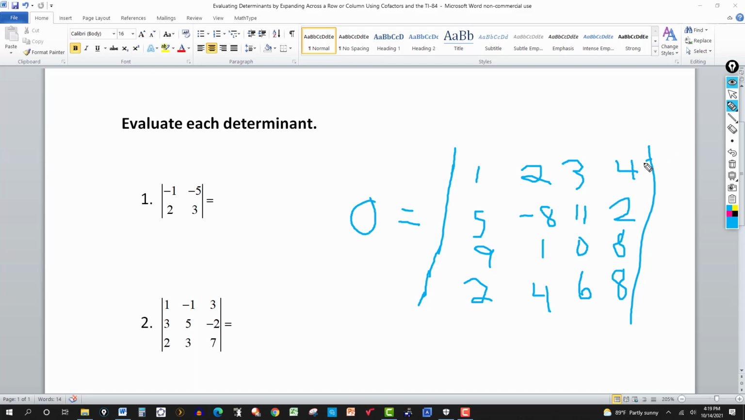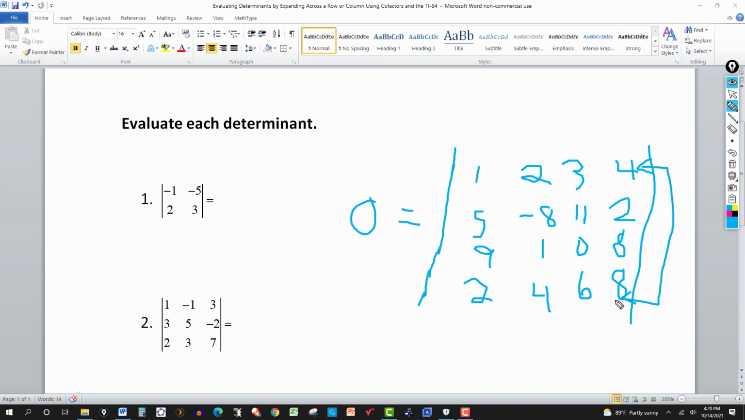So notice here, row 1 and row 4 are multiples. If I multiply the first row by -2 and add to the fourth row, all the components of the fourth row are going to be 0. So the value of the determinant is 0 because of that reason.